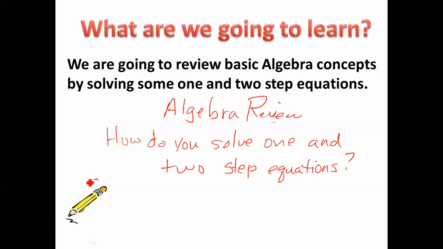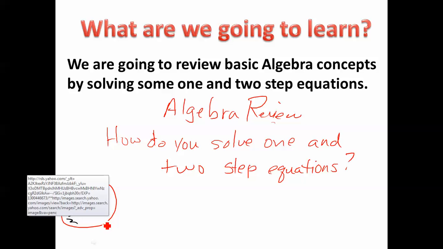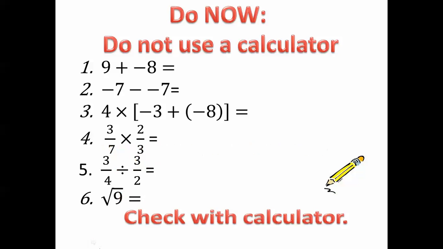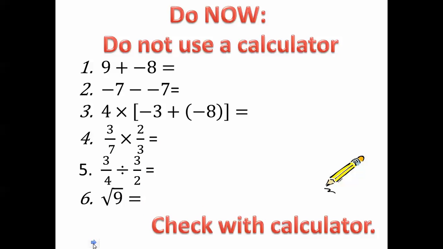Alright, so if it has a pencil, it's important. You're going to write it down somewhere in your notes. Your do now will be the next thing I want you to write down in your notes. You'll just write down number 1, 2, 3, 4, 5, 6. Do not use a calculator and try to solve these. Take a few minutes to do those now. We'll pause the video. Now we can check with a calculator.